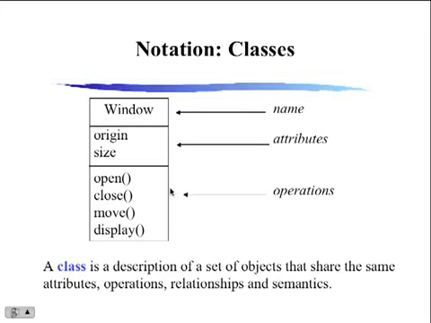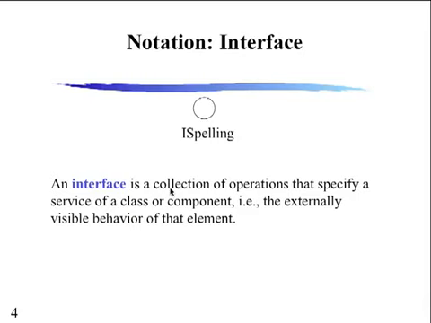So here's a class. It's a description of a set of objects that share the same attributes, operations, relationships, and semantics. Then we have this thing called an interface. The interface notation is a circle, and it says I-spelling, or I spelling. So an interface, by definition, and here are the definitions underneath it, is a collection of operations that specify a service of a class or component, the externally visible behavior of that element.